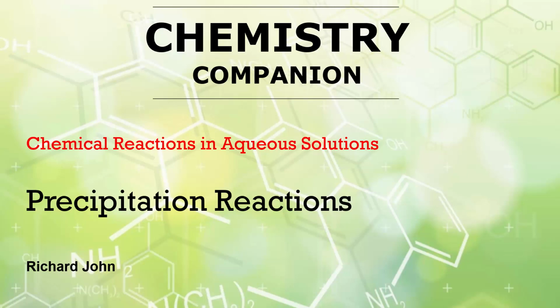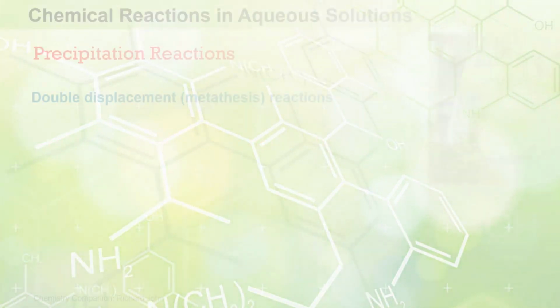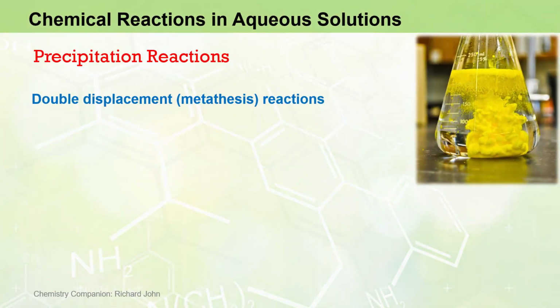In this video, we look at precipitation reactions in more detail and examine how to predict if a precipitation reaction will take place at all, and if so, how to determine the products of precipitation reactions. Precipitation reactions are an example of a double displacement or metathesis reaction, which involves a double exchange of reaction parts.